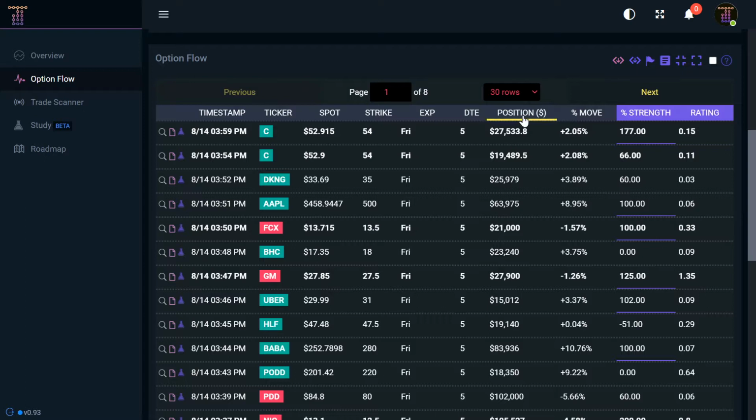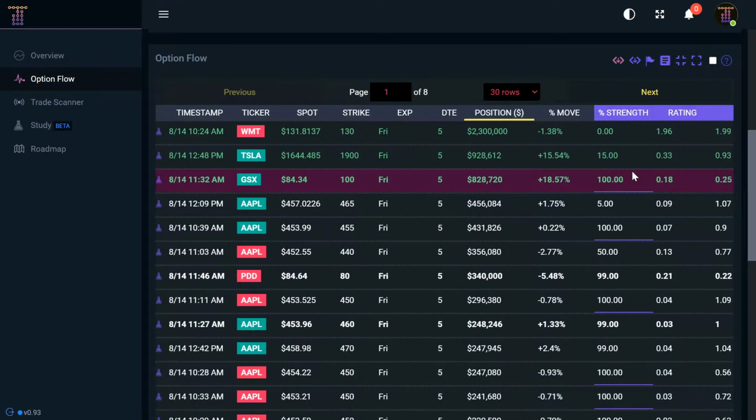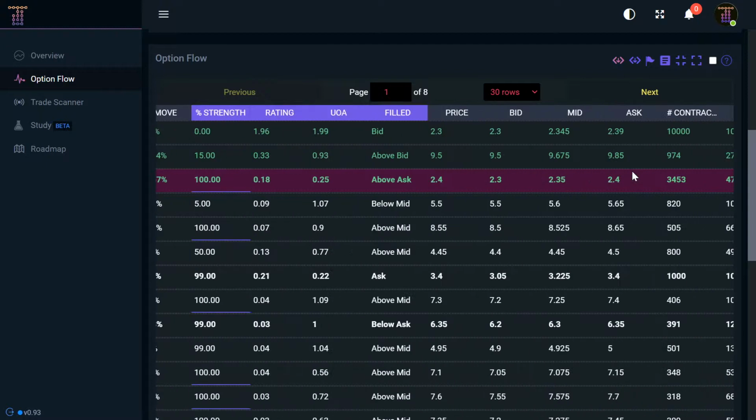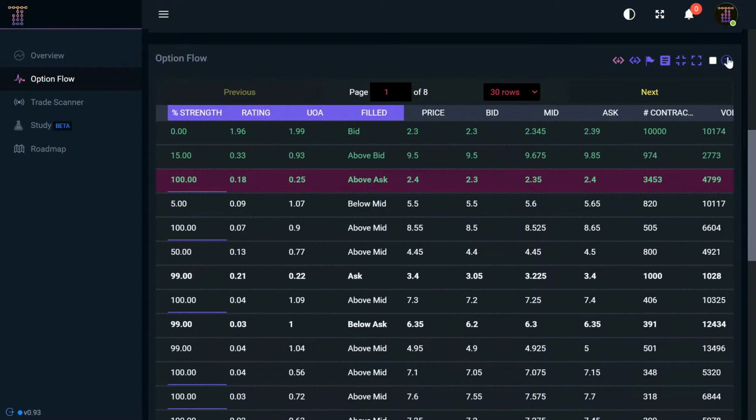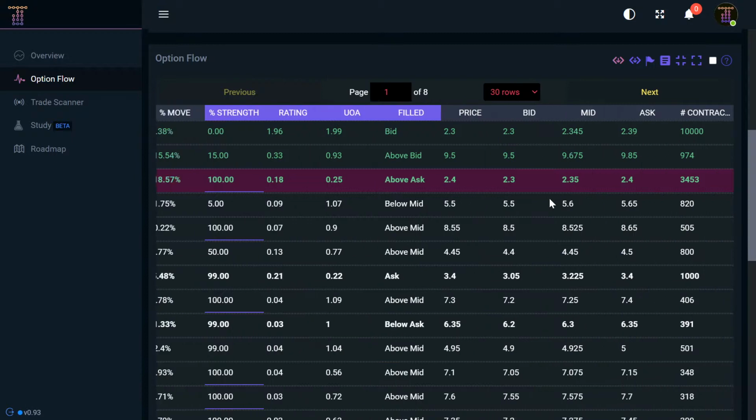And then, of course, you could sort by things like the position size. Obviously, the bigger the position size, the better, but that doesn't necessarily mean that the smaller ones won't be relevant. But as you can see here with Walmart's massive 2.3 million, and then you have the GSX at 828,000. And of course, there are different filters to explain what all that does. You can check that with the question mark there, which covers all of the different filters.